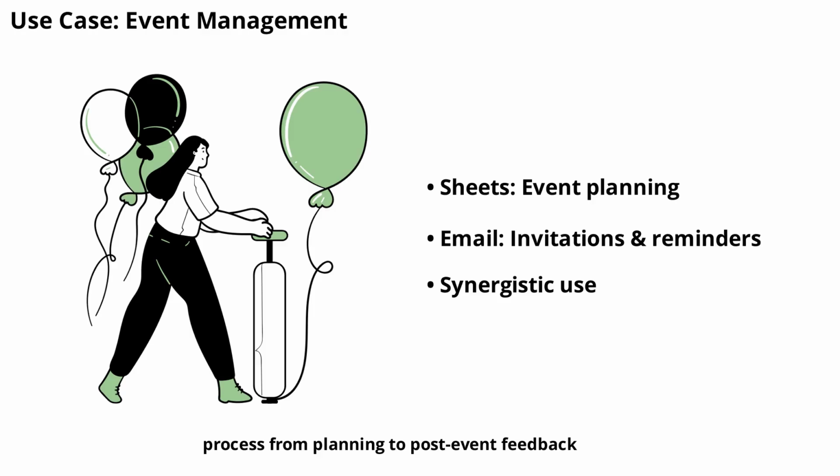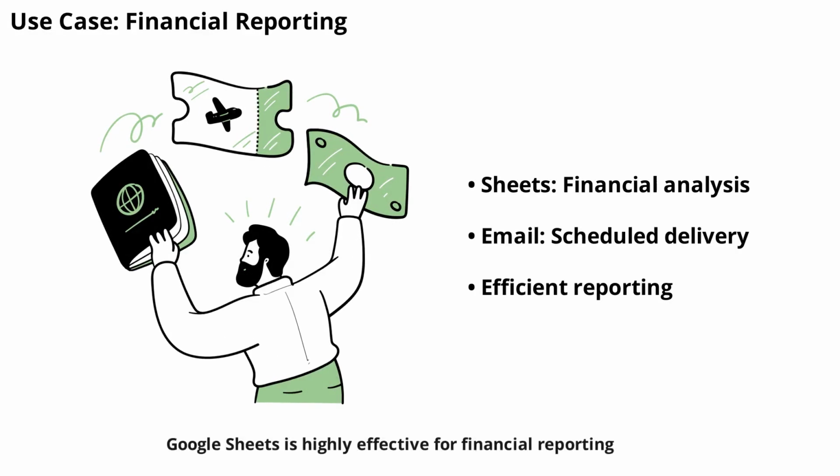to post-event feedback. Google Sheets is highly effective for financial reporting. You can build budgets, track expenses, and generate financial statements with ease. Email automation can distribute these reports to stakeholders on a set schedule, ensuring everyone stays informed. While Sheets handles the data, email automation ensures timely delivery of important financial information.